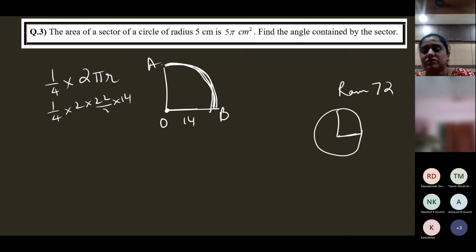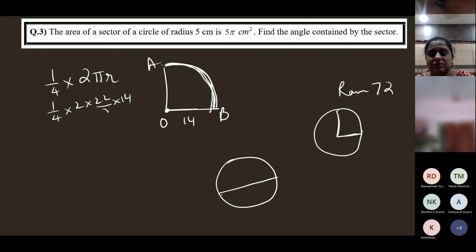See, this is the radius. When it's a semicircle, this is the diameter. But for a quadrant, this is the radius. The formula is theta by 360 into 2 pi r. Both are the same. Theta by 360 into 2 pi r also will give you the same answer. What is theta? 90 degrees by 360. So 1 by 4 you will get.